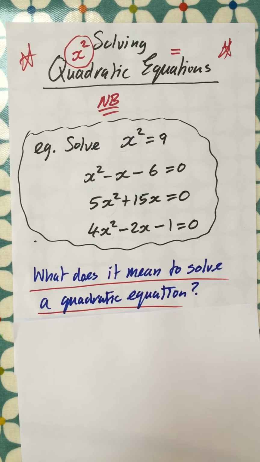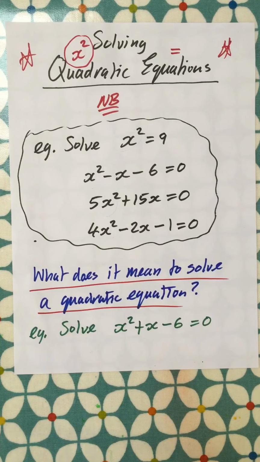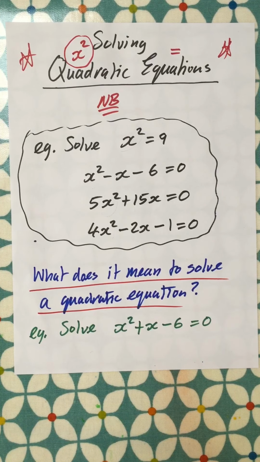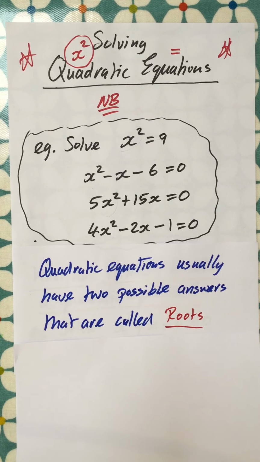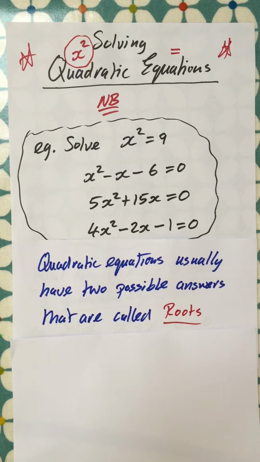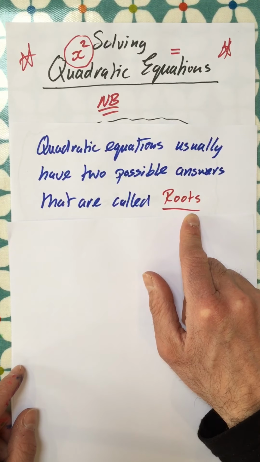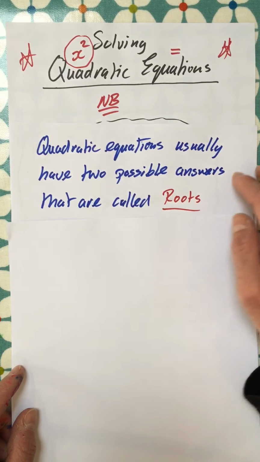What does it mean to solve a quadratic equation? What does it even mean to solve a quadratic equation? Well, for example, you could be asked to solve this one. Solve x squared plus x minus 6 equals 0. What does it mean to solve it? Well, we've already said that quadratic equations usually have two possible answers. And these answers, I'm going to tell you now, are called roots. We're looking for the possible roots of the equation. Roots are numbers that when you sub them into the equation, make the equation true.